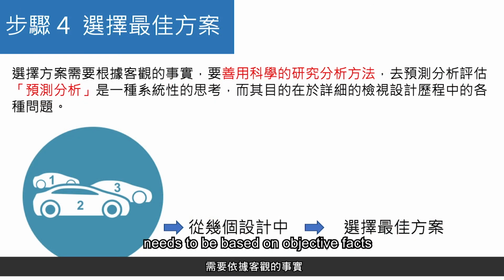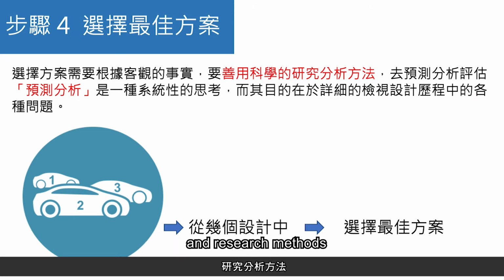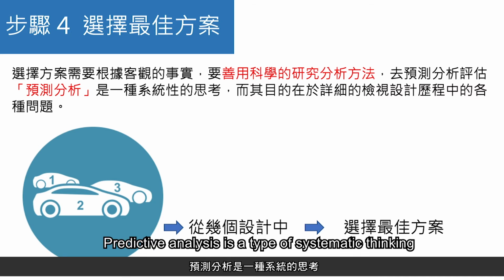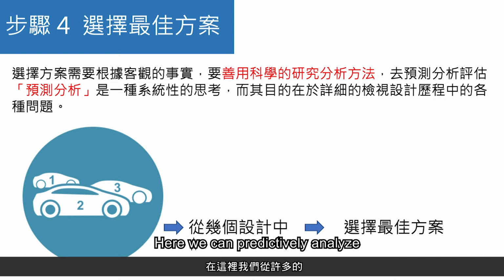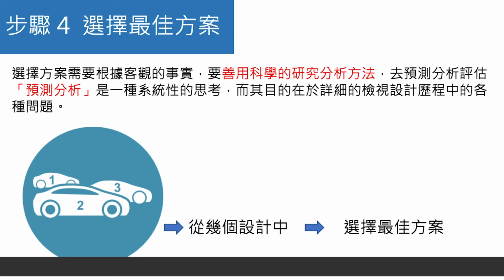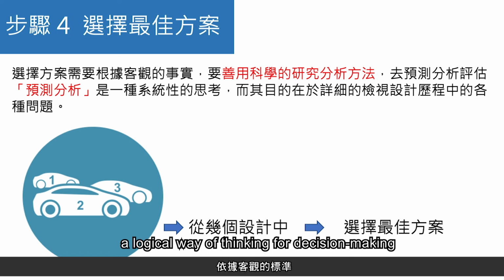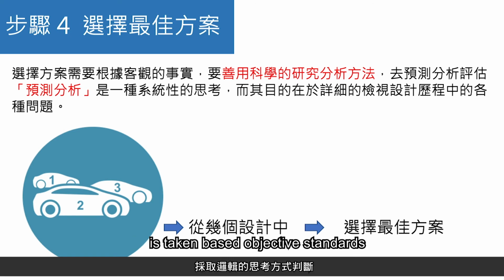The choosing of a solution needs to be based on objective facts and make good use of scientific and research methods to predictively analyze and evaluate. Predictive analysis is a type of systematic thinking, and its purpose is to explain in detail all problems that happen during the design process. Here we can predictively analyze the best design out of many solutions available and choose the best solution. When facing different solution choices, a logical way of thinking for decision making is taken based on objective standards, and an appropriate solution for the product design is chosen.